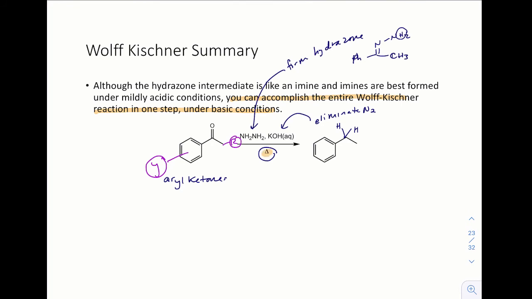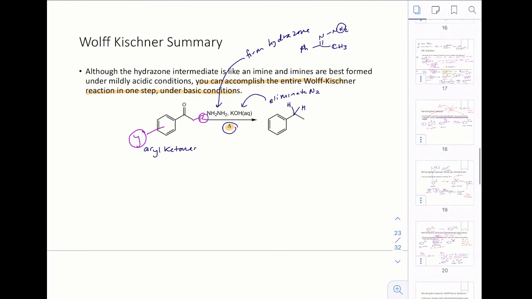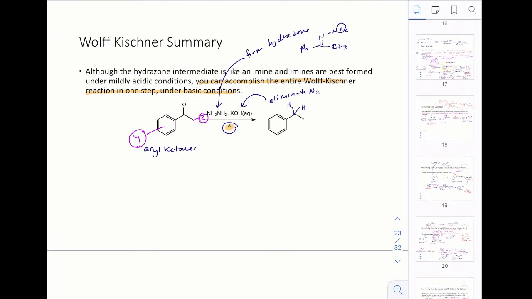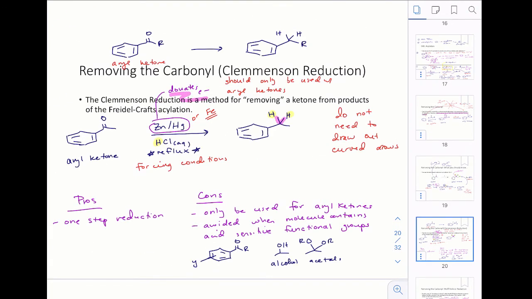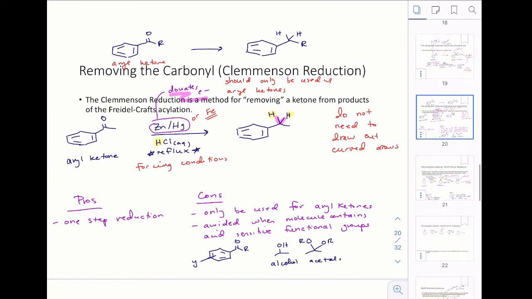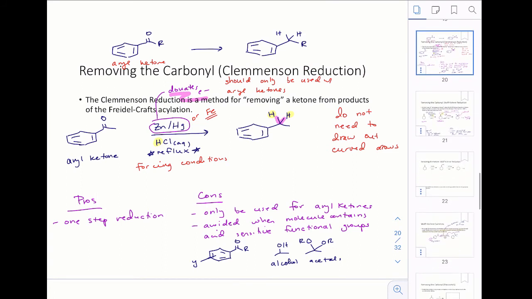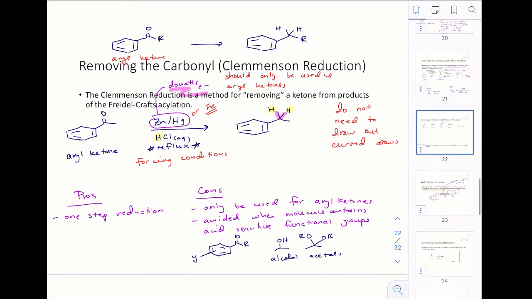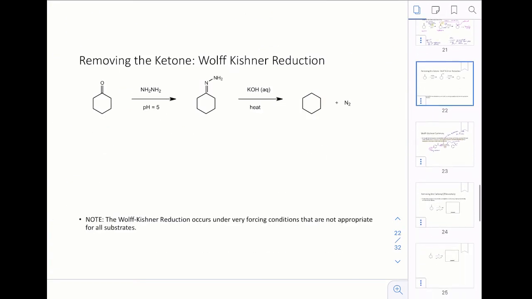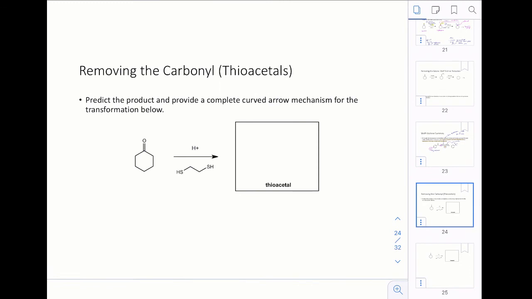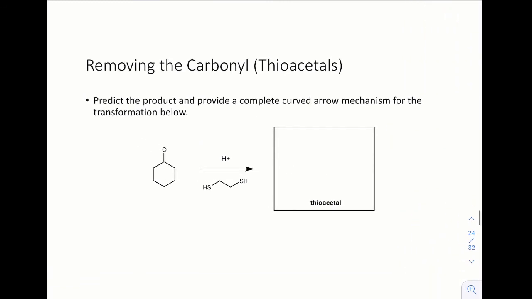So it's forcing. All right, so for aryl ketones, there are two one-step reduction reactions: Wolff-Kishner under basic conditions, and then the Clemmensen reaction under acidic conditions. You would choose which method to use really depending on what other functional groups are in the aryl ketone. Now, finally, the last method for removing carbonyl groups goes via what is called a thioacetal.